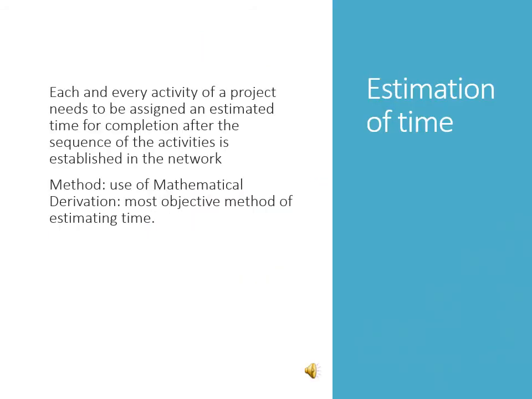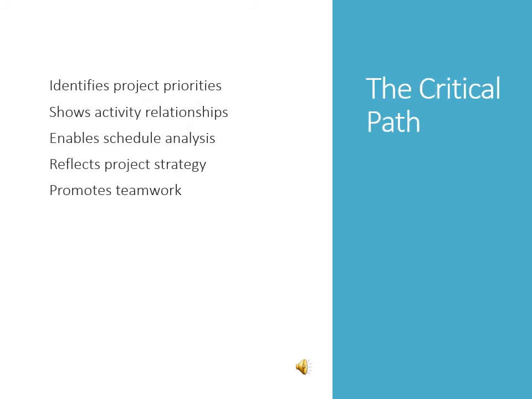Estimation of time. Each and every activity of a project needs to be assigned an estimated time for completion after the sequence of the activities is established in the network. The method used is a mathematical derivation, which is the most objective method of estimating time. We normally use the critical path, which identifies project priorities. It shows activity relationships, enables schedule analysis, reflects project strategy, and promotes teamwork.